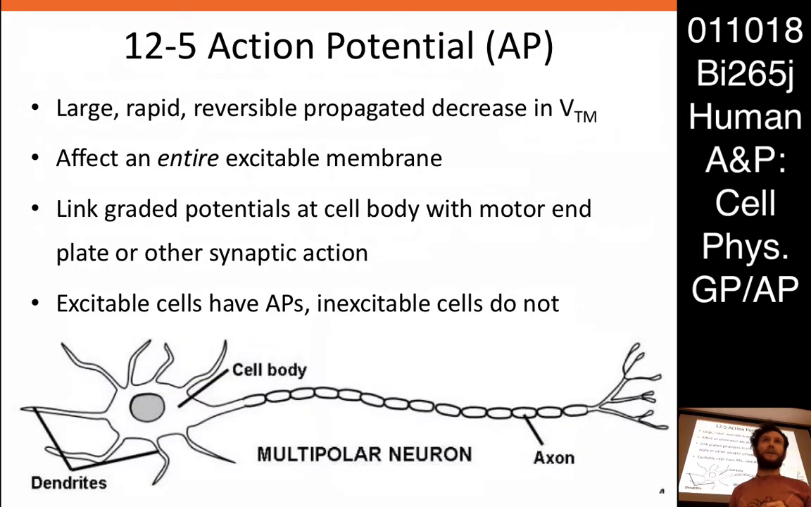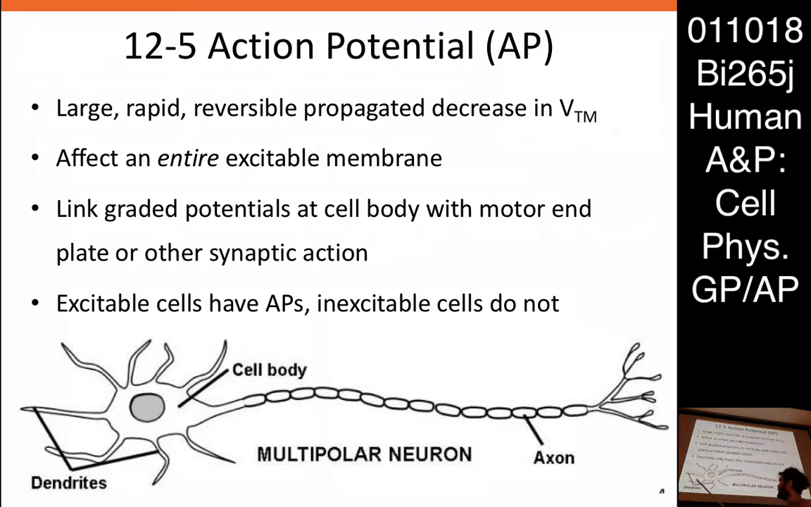All right, on to the action potential, the almighty action potential. A large, rapid, reversible, propagated change in transmembrane potential. So what happens here is once you trigger an action potential, it spreads equally to the entire excitable membrane. Now, this requires special gates, electrically triggered gates in that membrane.